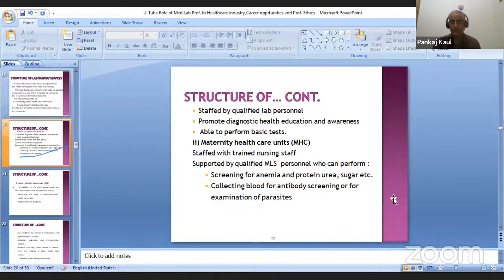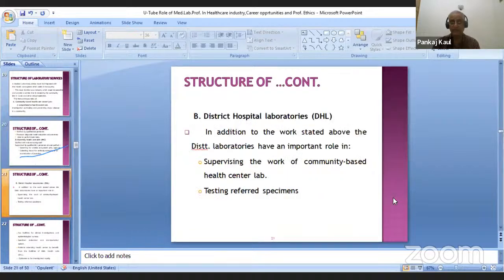There should also be availability of maternity healthcare units staffed with trained nursing staff supported by qualified medical lab science personnel who can perform screening of anemia, proteinuria, sugar, etc., collecting blood for antibody screening or for examination of parasites.